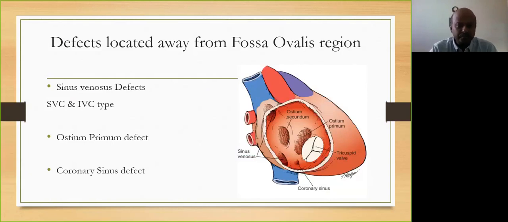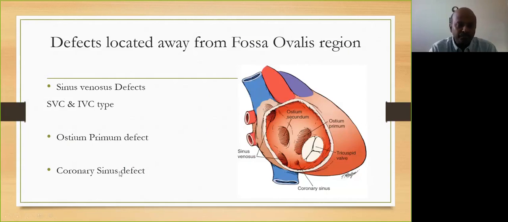Ostium primum ASDs are much closer to the AV valves, and they are caused by deficiency in the migration of the mesenchymal cells from the ostium primum to meet with the endocardial cushions. So you have a defect which is located quite inferiorly and adjacent to the AV valves.